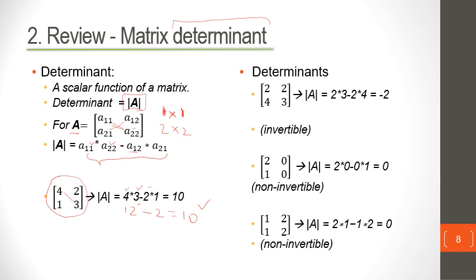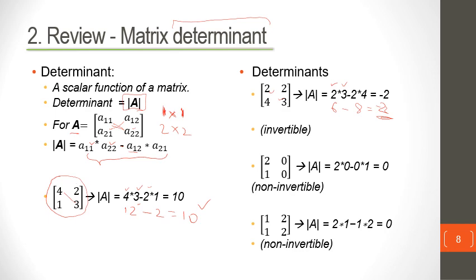Another example here, we have a determinant of A. In this case, we are going to have 2 times 3 minus 2 times 4. So this is going to be 6 minus 8, and the answer is going to be negative 2. So determinants can be negative as well. The determinant is negative 2.